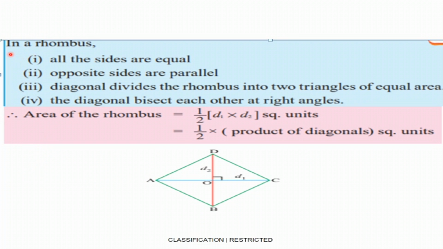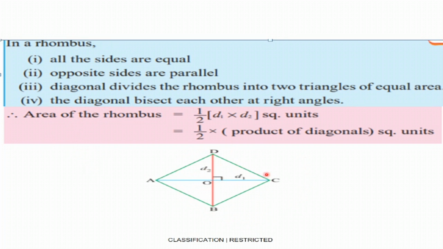This is the second model. In a rhombus, all sides are equal and opposite sides are parallel. This is the opposite side. And a diagonal divides the rhombus into two triangles of equal area. That is, this is the diagonal. It divides and it becomes two triangles. The diagonals bisect each other at right angles. So this is the second model.